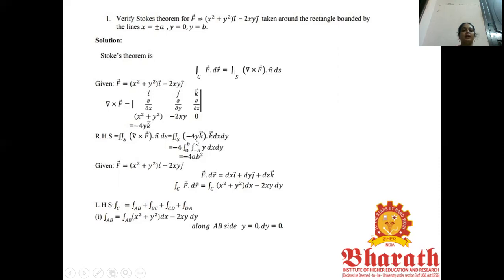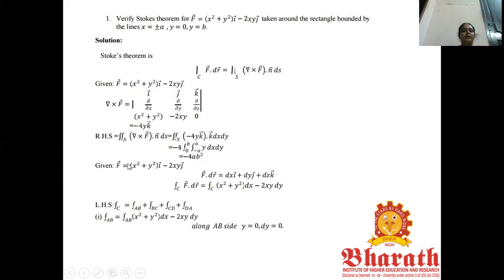But k dot k is 1. So we are having only minus 4y dx dy. Minus 4 is a constant here, so we can take it outside of the integral. So minus 4 of 0 to b, minus a to a, the limits given in the question, y dx dy.